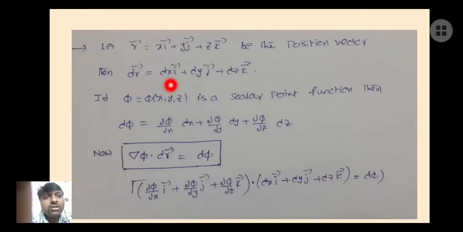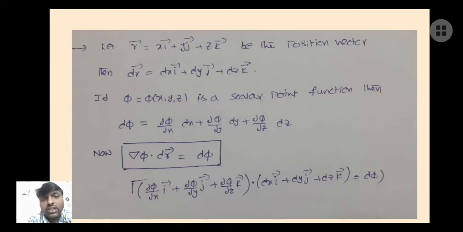dr bar is equal to dx i bar plus dy j bar plus dz k bar. So I am taking a position vector and calculating the derivative of the position vector. Now I am considering a scalar point function phi, where phi is equal to phi of x, y, z.